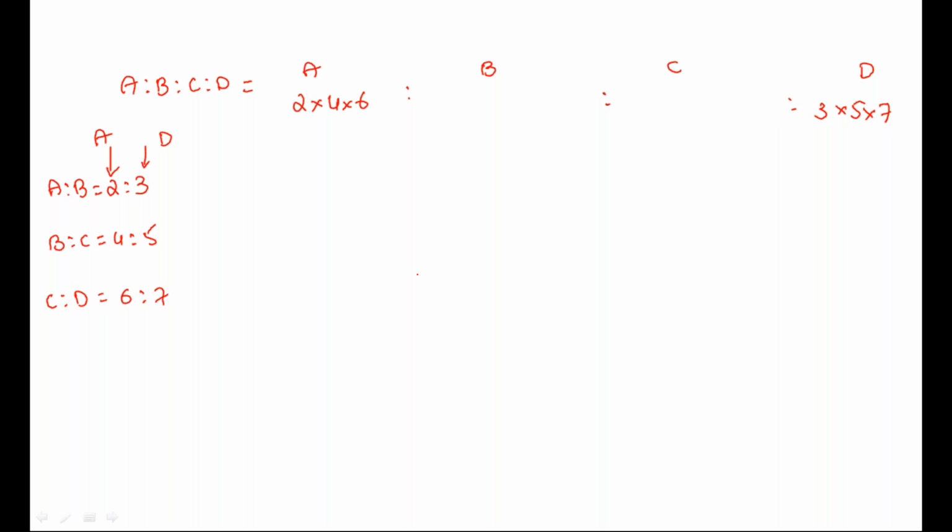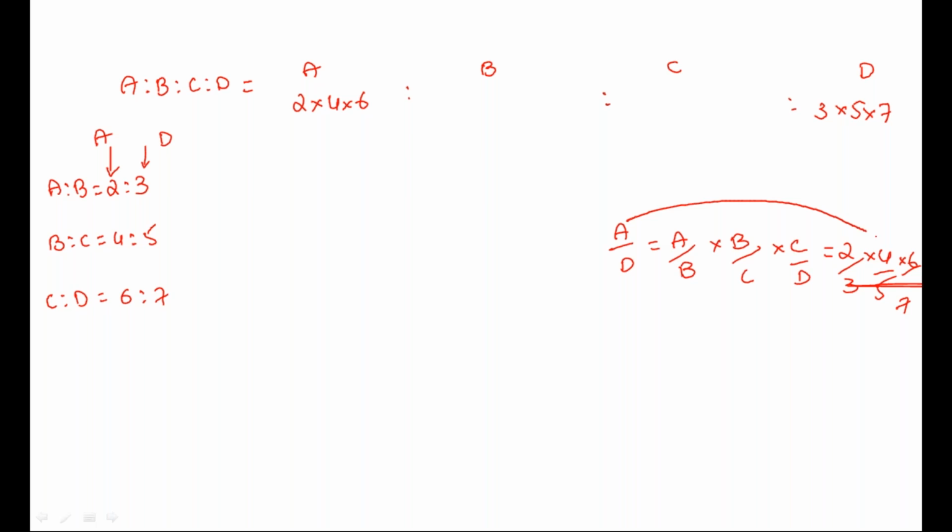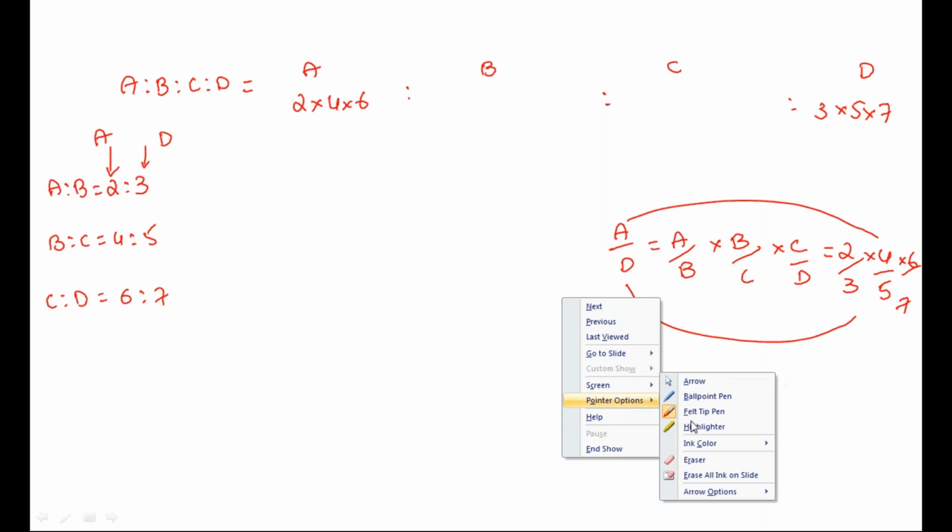You just see that A by D, what we did in the previous slide. A by D is nothing but A by B into B by C into C by D. As per that, this is 2 by 3, 4 by 5, 6 by 7. So A is nothing but 2 into 4 into 6. D is nothing but 3 into 5 into 7 indirectly. Right? So hope you are clear with A and D.